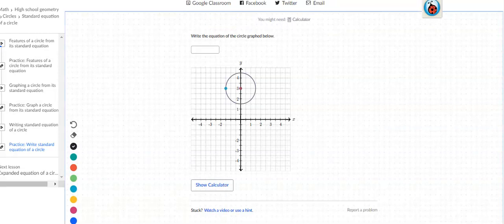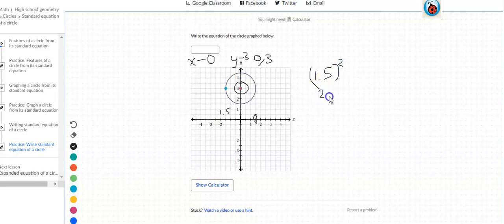And last question, write the equation of the circle graphed below. And so this one is an easier one. And so my center is at 0, 3. And so that means I do x minus 0, which simplifies to just x, y minus 3. And my radius, I can see, the only tricky thing here is we're counting by halves here. And so this is actually 1.5 this direction. And this is also coming to our 1.5. And so 1.5 squared gives me 2.25.